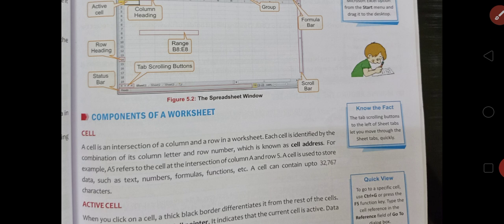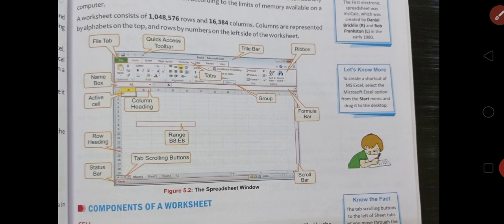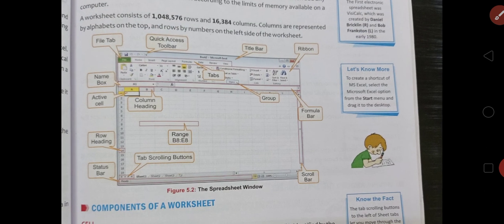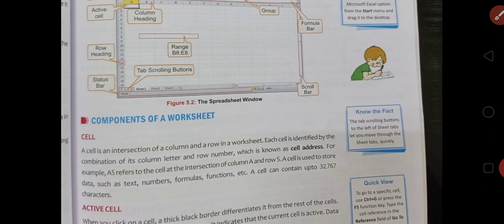For example, A is the column and 1 is the row number. If we say A1, which is highlighted over here with the yellow color, A is the column and 1 is the row number. So the address of this cell will be called A1, and this intersection of row and column, with the column letter and row number, is known as the cell address. For example, A5 refers to the cell at the intersection of column A and row 5.